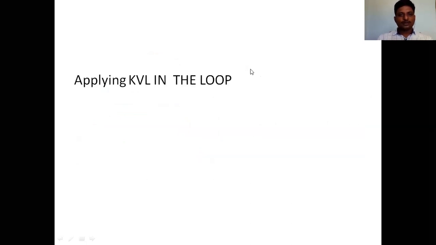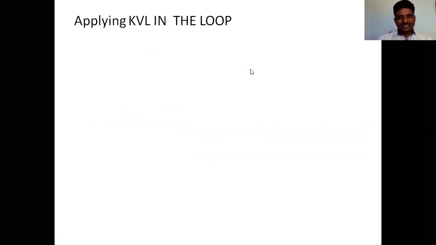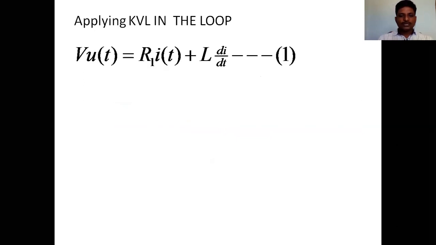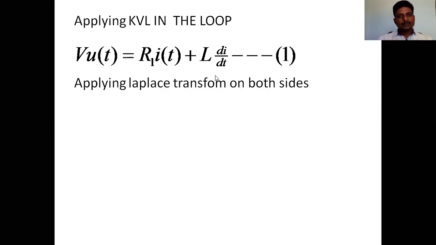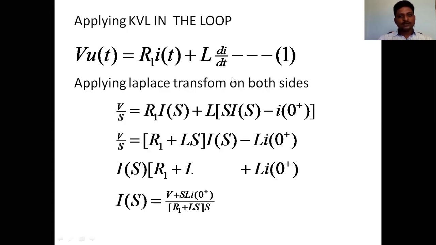Kirchhoff's voltage law states that the algebraic sum of voltages in a loop is equal to 0. So you can write V into u(t), which is the mathematical representation of a DC voltage source. So V into u(t) is equal to R1 into i(t) plus L into di/dt. Let us take that as equation 1. We have to apply Laplace transform on both sides of equation 1.